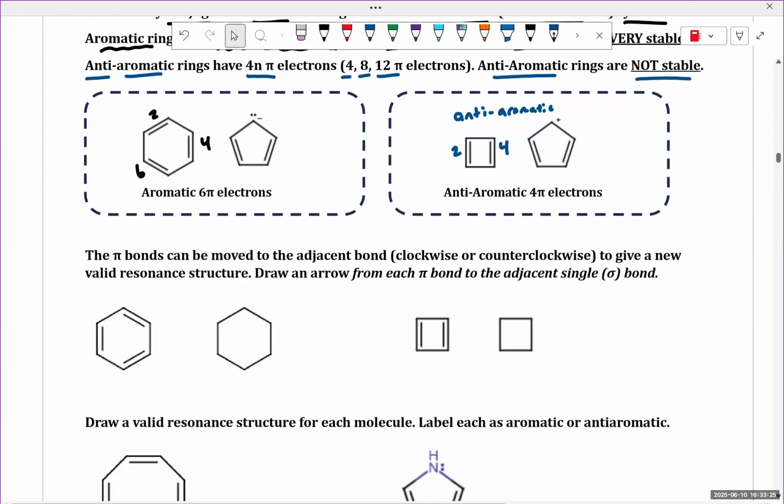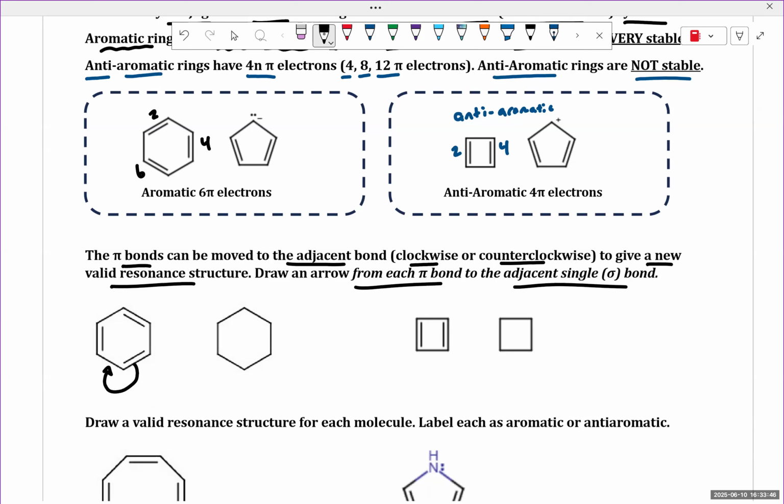Now, when drawing resonance structures for these types of aromatic and anti-aromatic systems, the pi bonds can be moved to the adjacent bond, clockwise or counterclockwise, to give a new valid resonance structure. You want to draw an arrow from each pi bond to the adjacent sigma bond. So in this case, for benzene, we can push our pi bonds clockwise one carbon over, and that generates the following equally valid resonance structure.